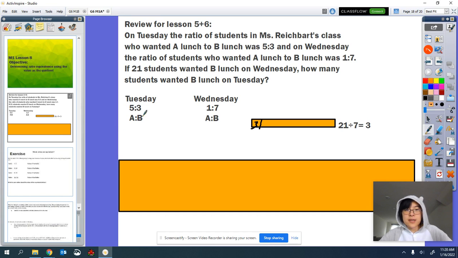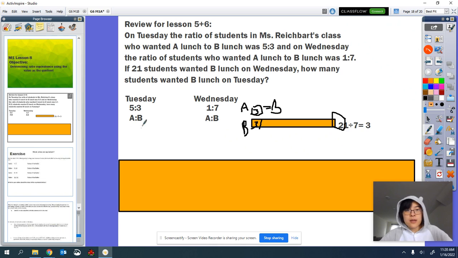That goes the same for this. So that means if there's 3 boxes, that means there are a total of, if I have 21 plus 3, because this 3 is A lunch and this is B lunch, Miss Reichbark has 24 students in her class because 21 wanted B, and 3 wanted A.